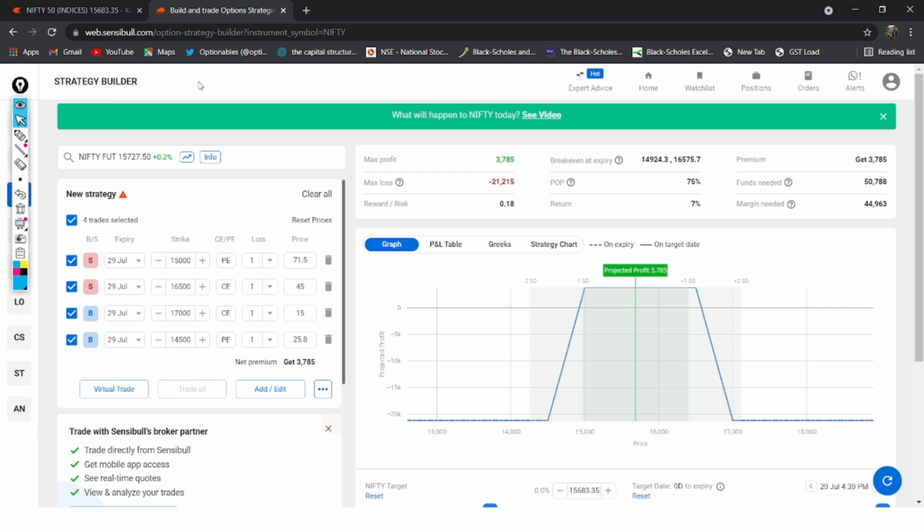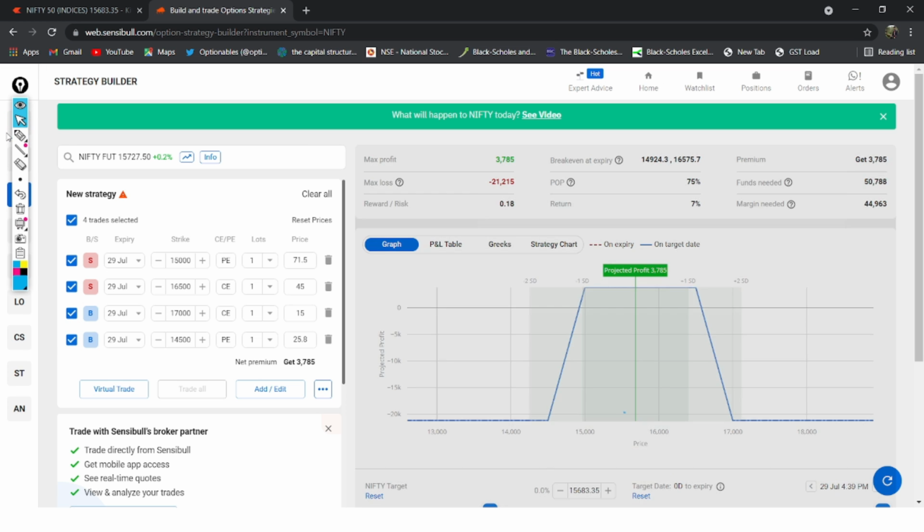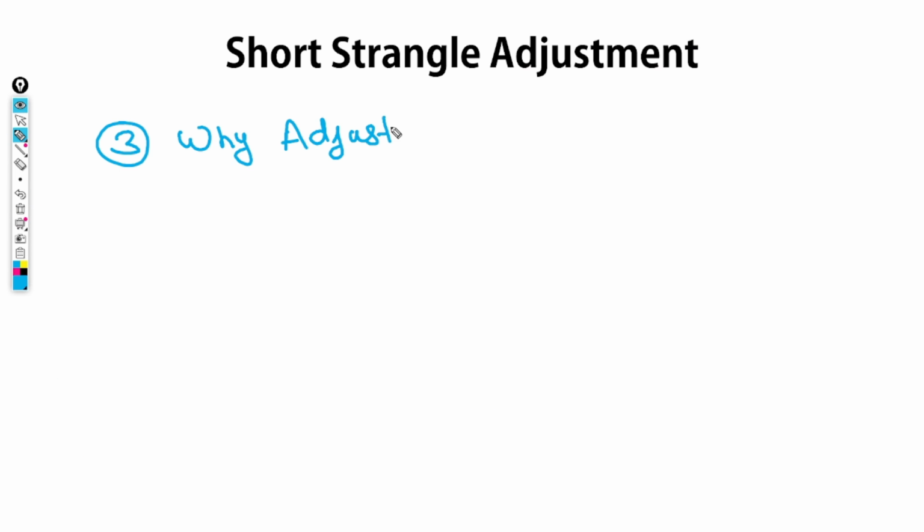So you can see that by doing this, my loss now gets limited. Let me show that to you. Before adding these hedge legs, I had an unlimited loss, but with this my loss gets limited. So I know that in the worst case, this is the maximum I'll be losing.